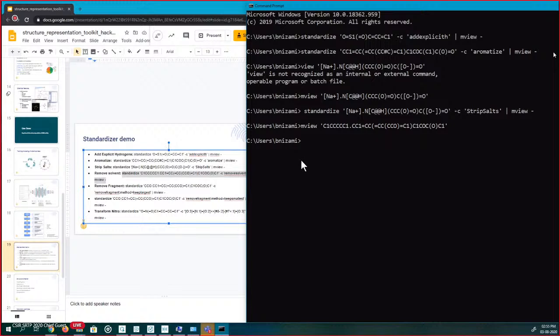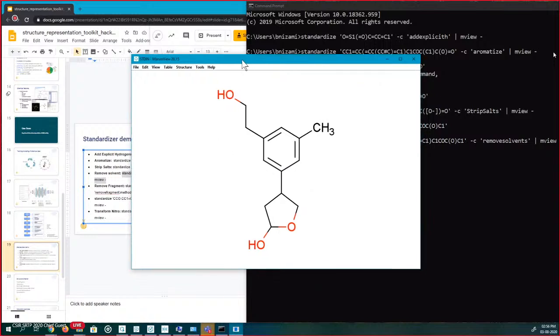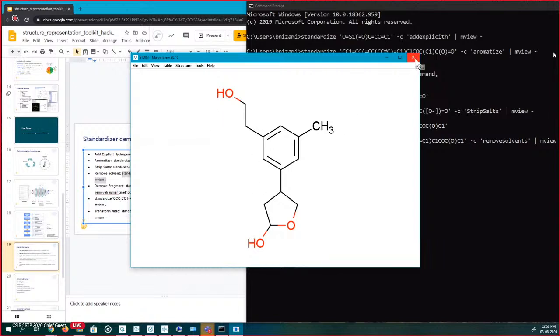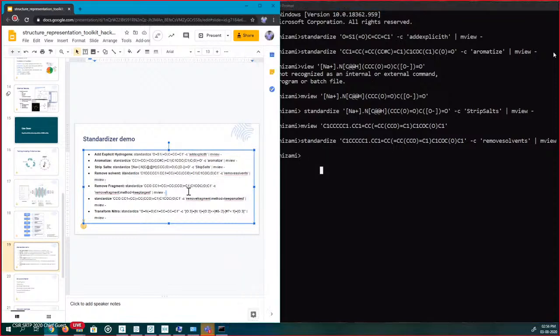Of course, in a real scenario, you would not run these commands one by one. You will use them in some sort of workflow where these things are performed automatically, but knowing how they work from the command line makes it much easier. So here is the output. You see the cyclohexane, which was the solvent, is removed from the input molecule. I'm going to close it now, and let's see another example, which is removing a fragment.